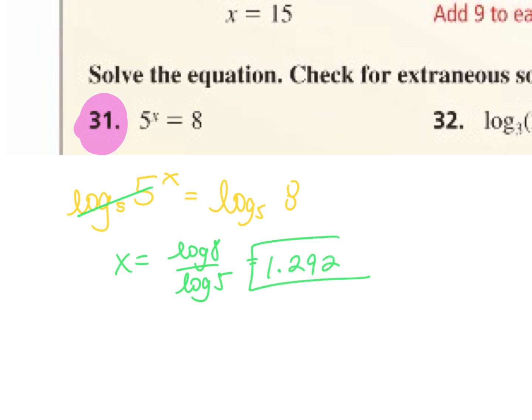1.292. And what can I do with that number? Throw it in your calculator. Hit 5 and raise it to the 1.292. See what you get. Hit 5 and then raise it. Use the caret button or whatever. 1.292. What do you guys get?